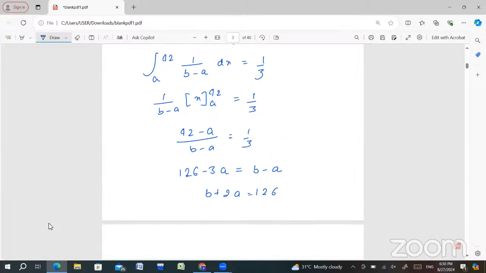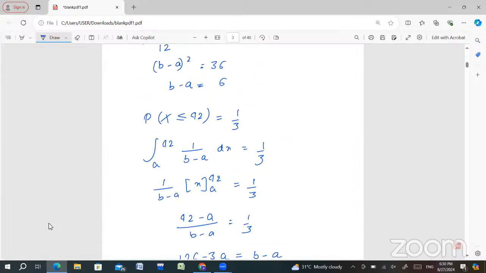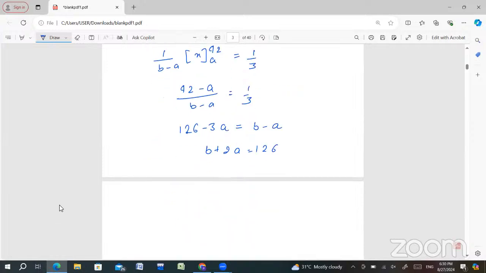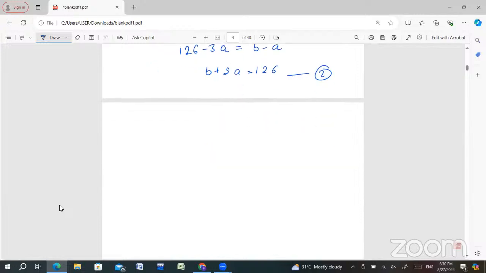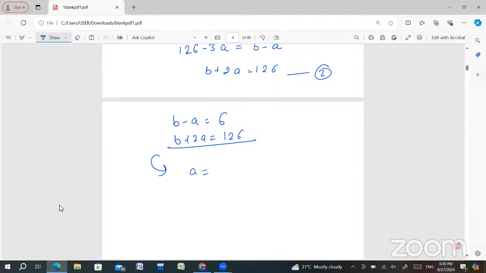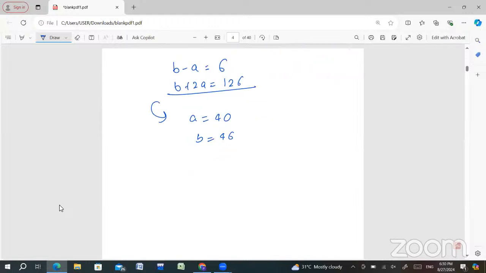So now you have got two equations, right? B minus A equals 6, and the second equation is B plus 2A equals 126. From these two equations, you can find the value of A and B. If you solve it, A will be equal to 40, and the value of B will be equal to 46, right? Yes, ma'am.